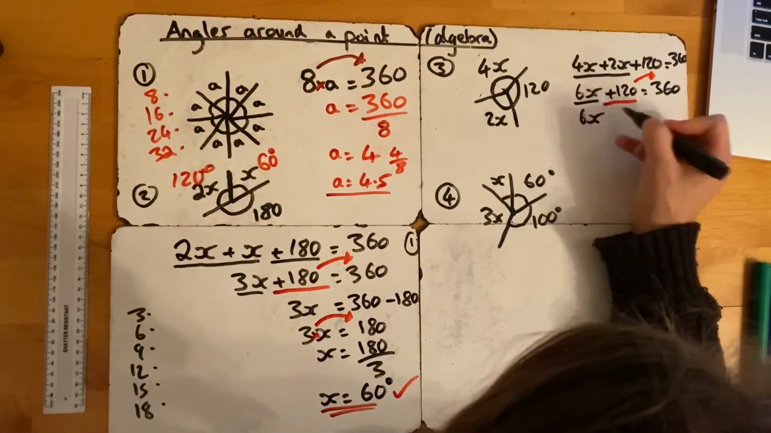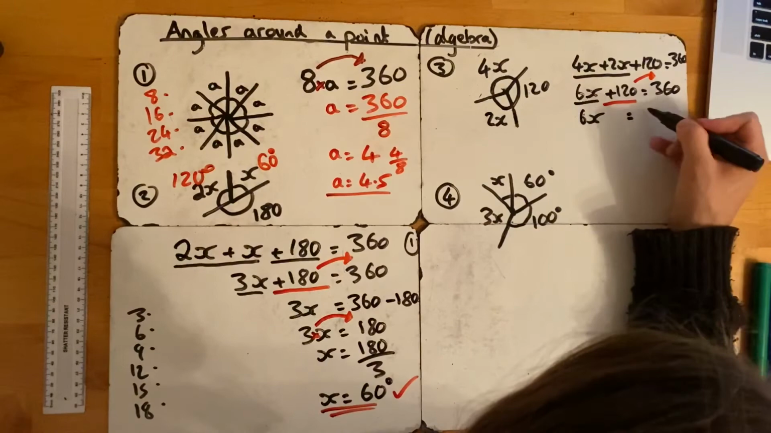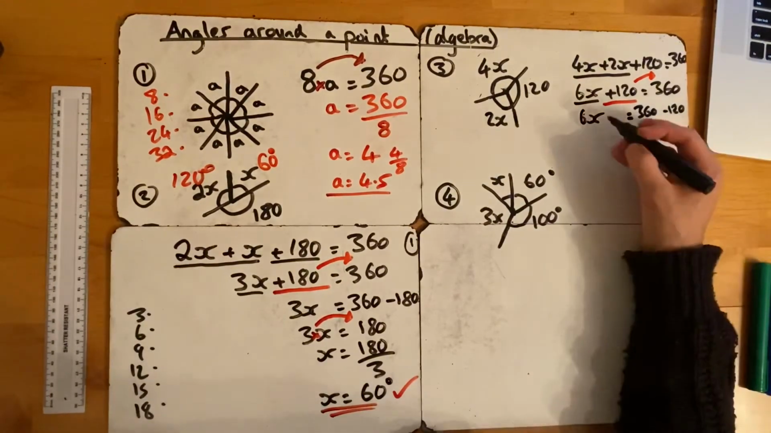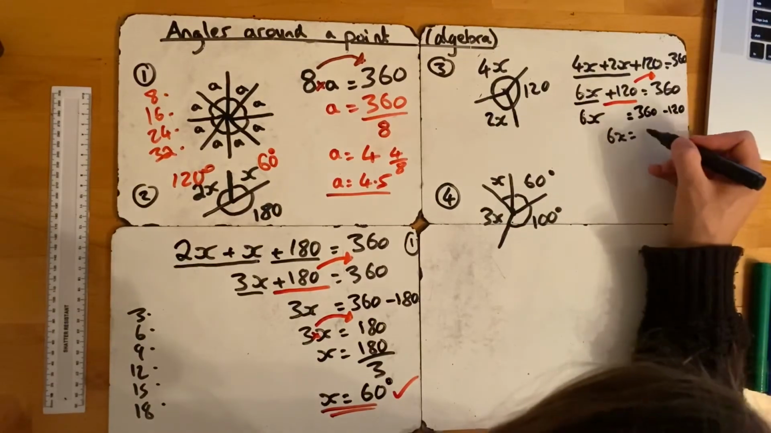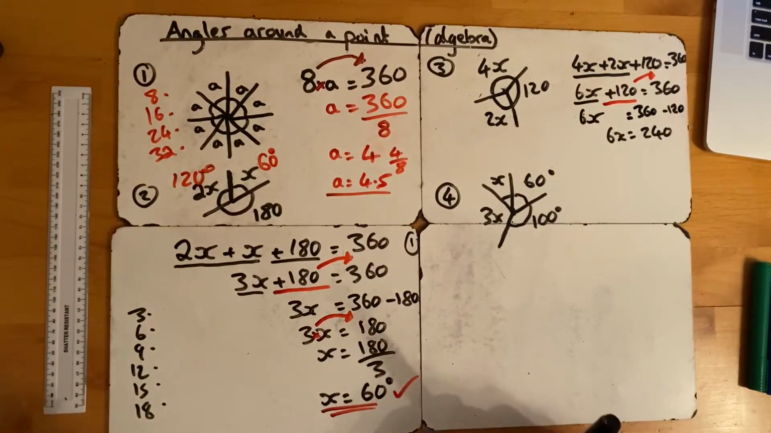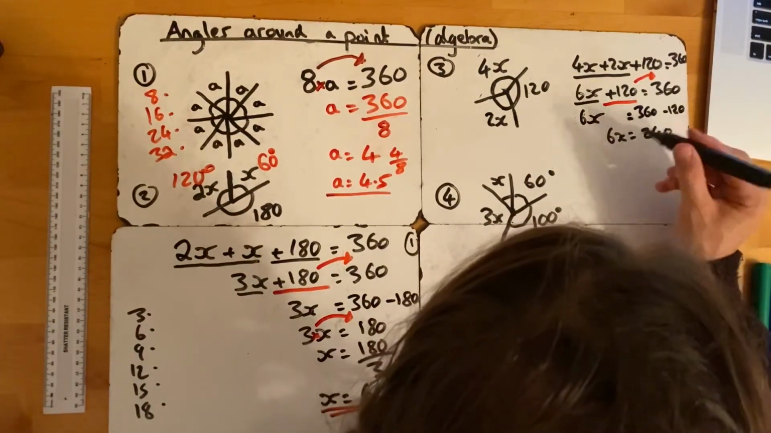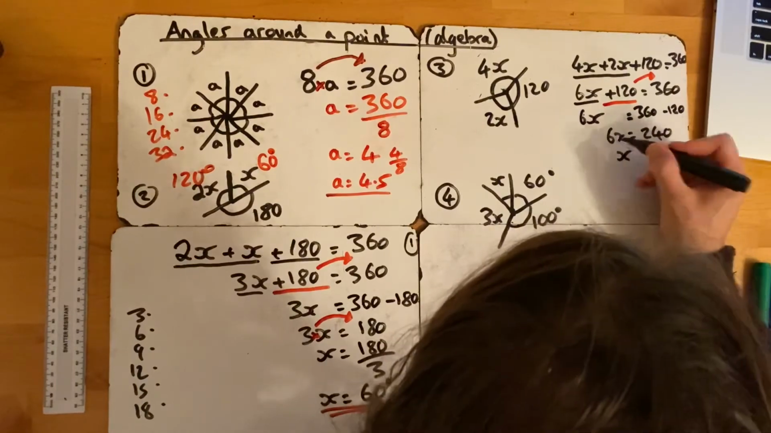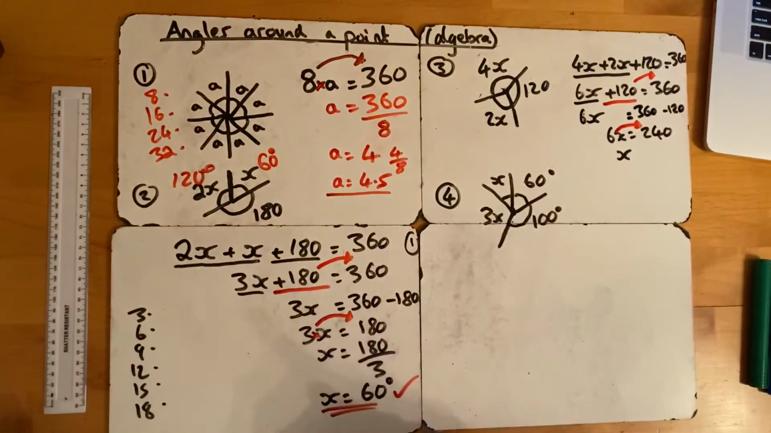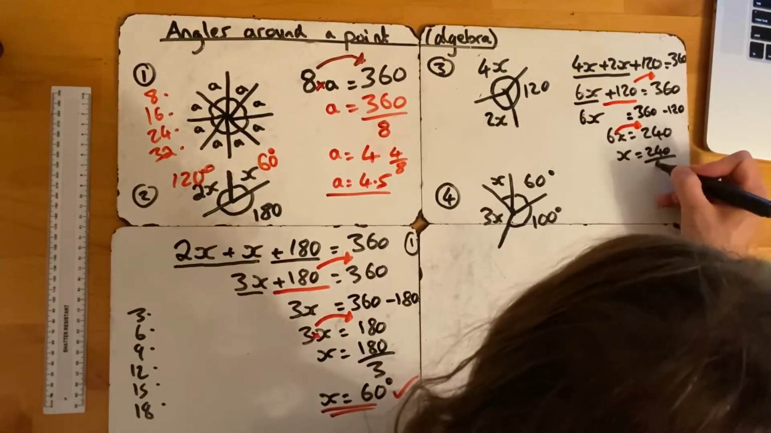First we start with the 6x. The 120's gone away, so I leave that. And then I just put the equals, 360 take away 120. So 6x is equal to 240. Okay, so now if we've got here 6x is equal to 240, well, remember the opposite of times by 6 when we take the 6 over is divide by 6. So we're going to do 240 divided by 6.